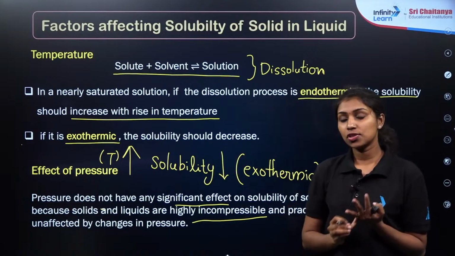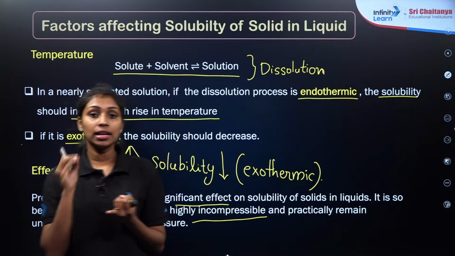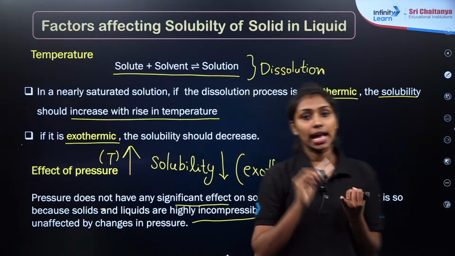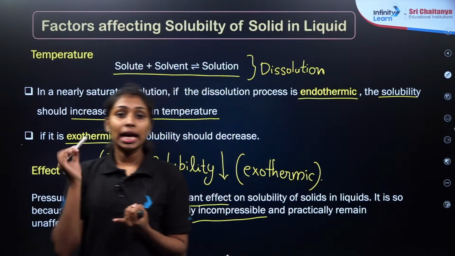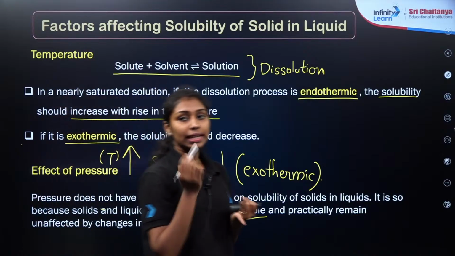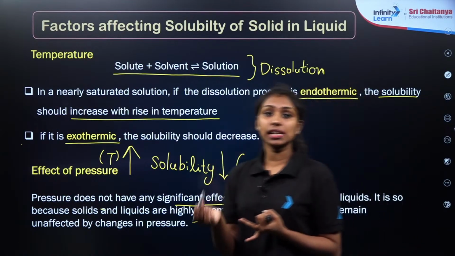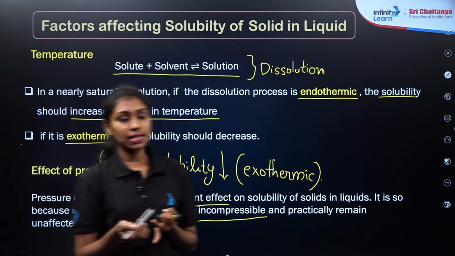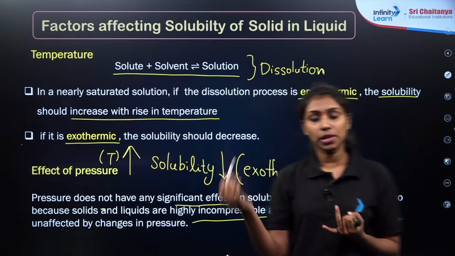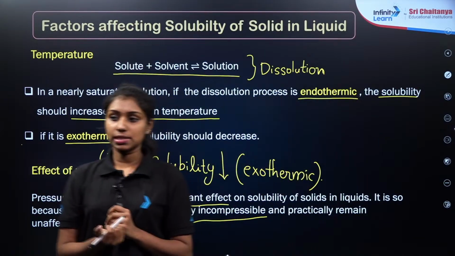So far we have seen the factors affecting the solubility of solid in liquid: nature of solute and solvent, like dissolves like, polar solute in polar solvent and non-polar solute in non-polar solvent. Then temperature: if the dissolution process is endothermic, as the temperature increases, solubility also increases. If it is exothermic, as the temperature increases, solubility decreases. Then pressure: there is no significant effect on the solubility of solids in liquids. Clear?